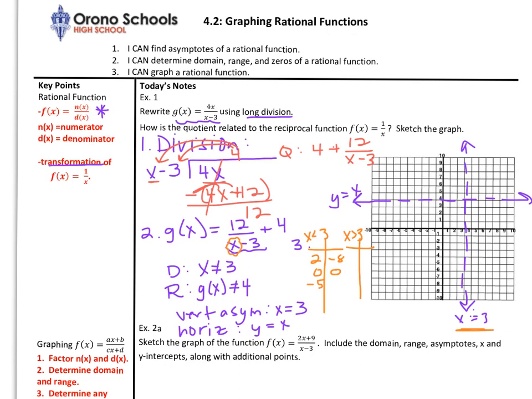12 divided by negative 8 is negative 1.5. Negative 1.5 plus 4 is 2.5. I think this should give us a good idea of what our picture looks like. 2 down to negative 8, 0 at 0, negative 5 up 2.5.